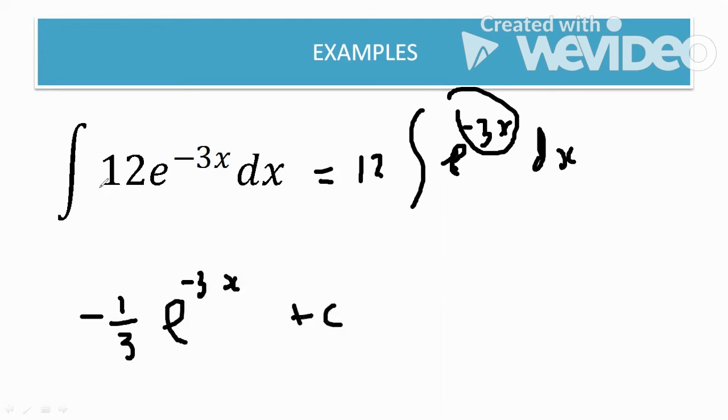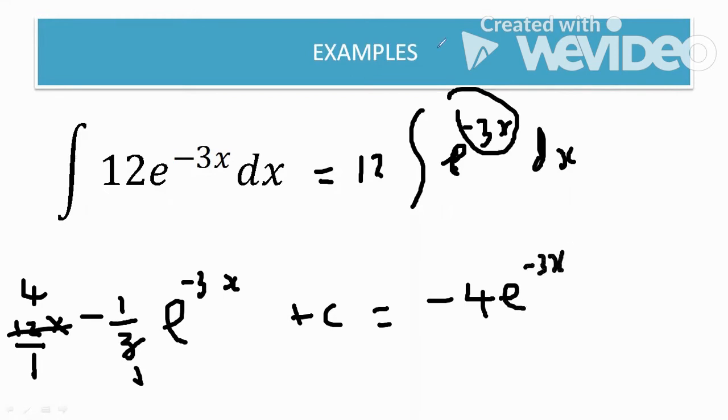But remember, we have the 12 in front, so we're just going to multiply that by 12. So 3 into 12 goes 4, and 4 times negative 1 is just negative 4. So the answer is negative 4 e to the negative 3x. All right, so the answer is going to be minus 4 e to the negative 3x plus c.